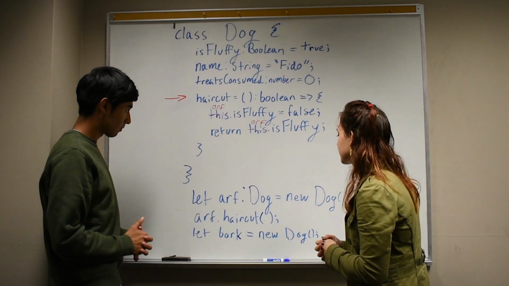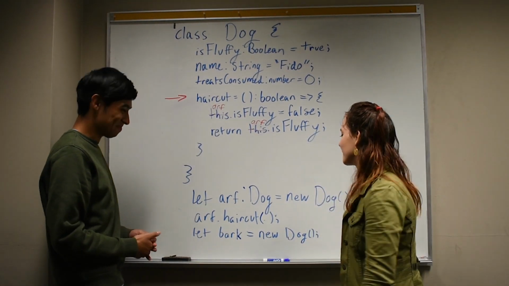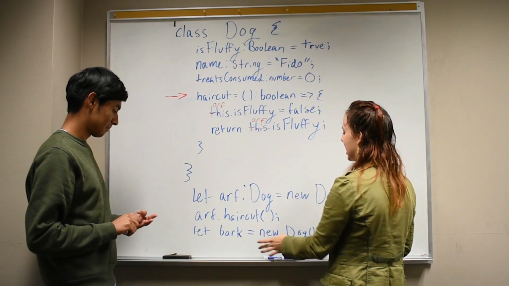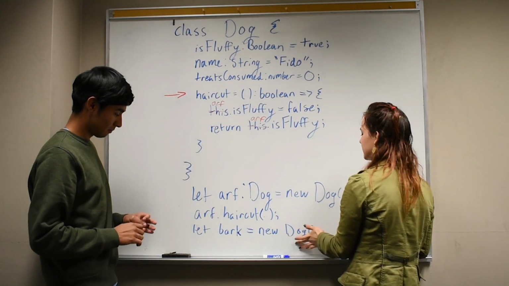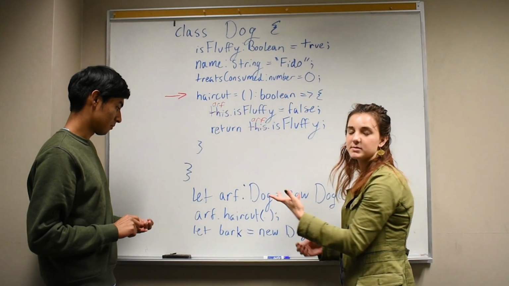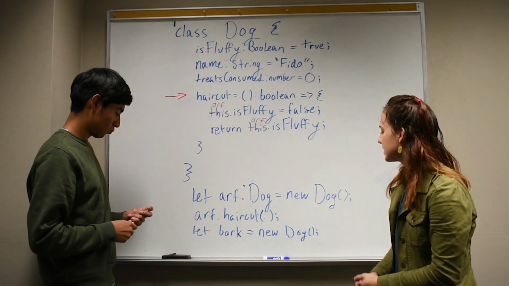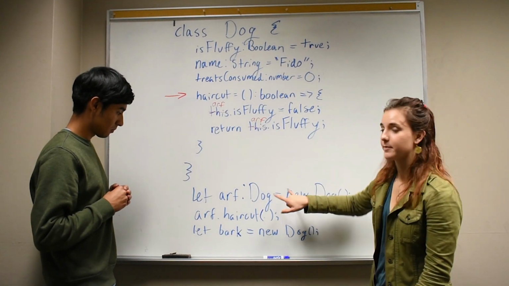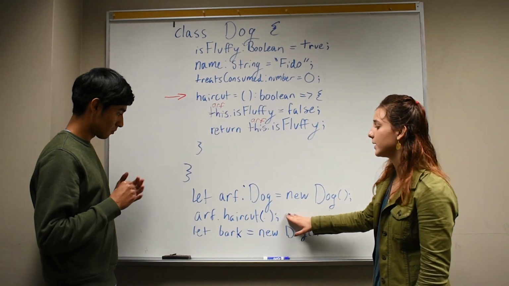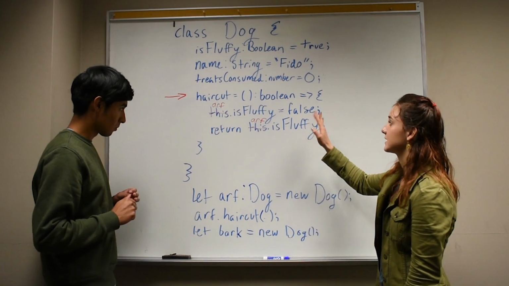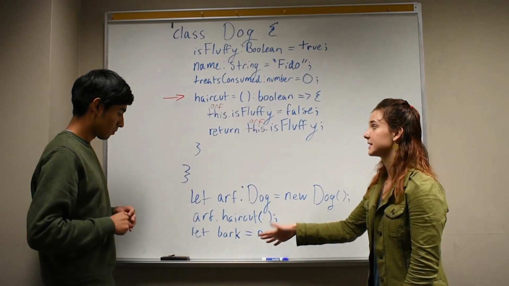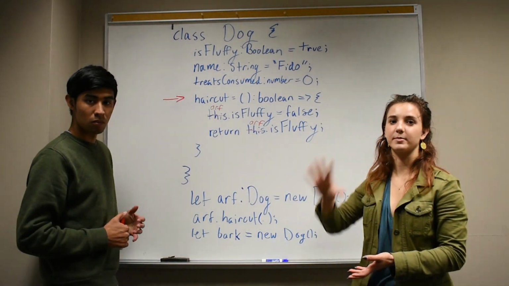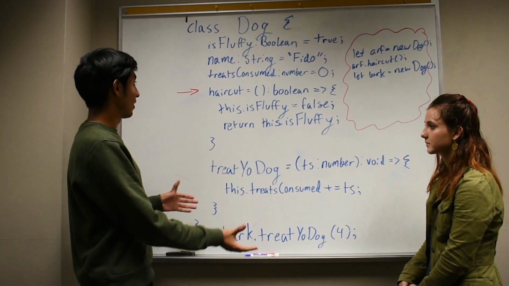Okay, and say because arf is no longer fluffy, we don't like him anymore, so we want to get a new dog. We're going to create a new dog called bark, again using the new keyword, and this time we've just taken out the type and let type inference handle it. We've now created this new dog called bark, and arf and bark will be independent of one another. Even though we called haircut on arf and changed its isFluffy property to false, bark's isFluffy property will still be true, because when we create this new dog, we're creating a new dog with all of these properties.